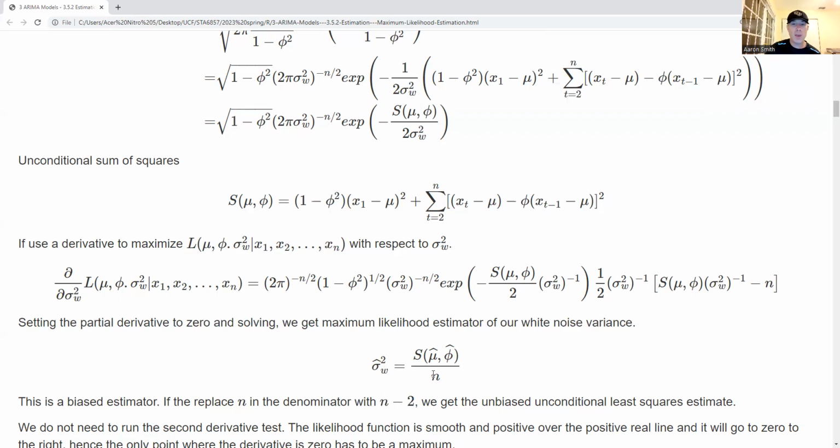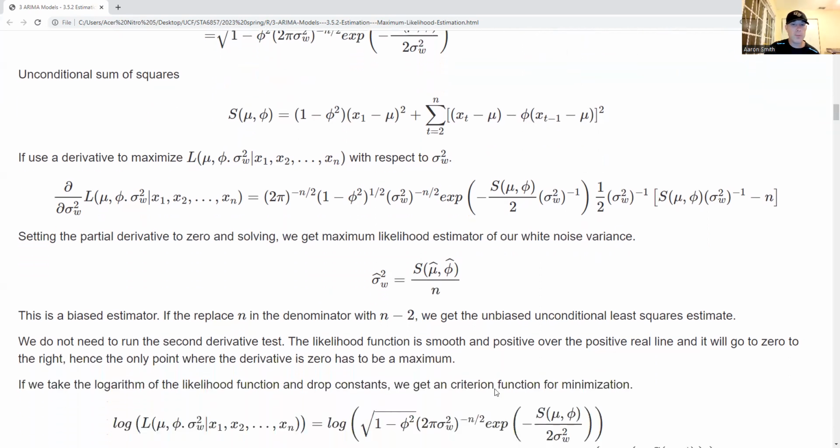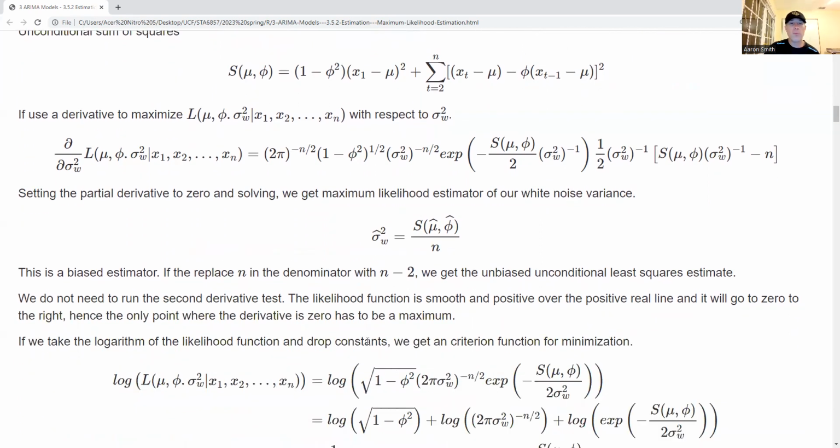But if we change n to n-2, we get an unconditional squares estimate that's unbiased. All right, so now if you remember from your Calc 1 class, you're like, but wait, Smithy, derivatives. Derivative equals 0. It could be a maximum, a minimum, or an inflection point. How do I know which one it is? I got you on that.